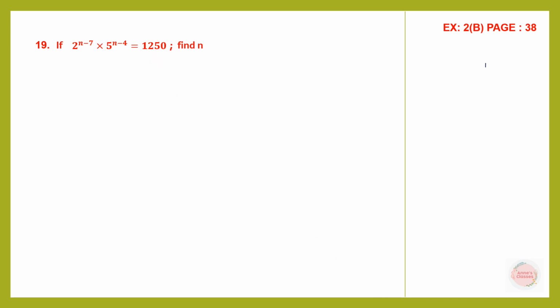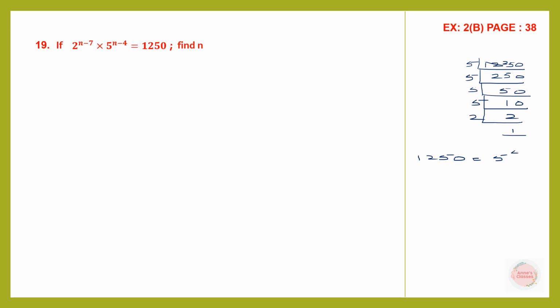So 1250, let's divide by 5. 5 2s are 10. There's 2 left, so 5 5s are 25, 0. Continue. We'll use 5 again. 5 5s are 25, 0. Then continue. 5 10s are 50. Then 5 2s are 10. Now we can use 2. 2 ones are 2. That means 1250 can be written as 5 raised to the power of 4 into 2 raised to the power of 1.